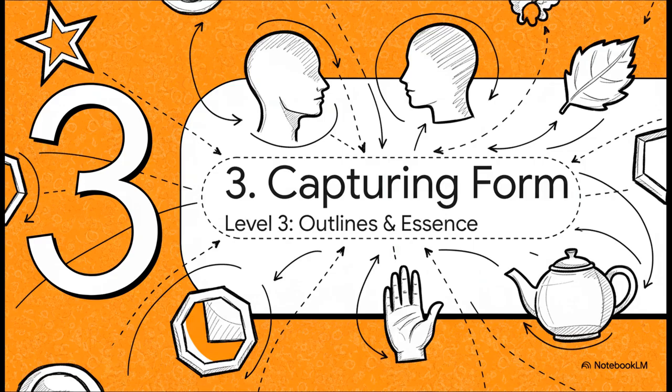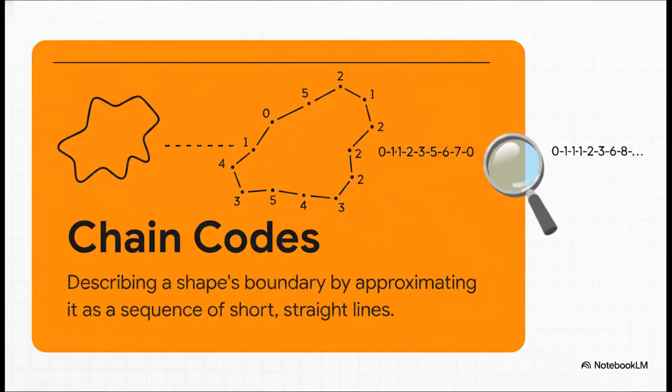Okay, so we've got texture down. Now it's time for level 3, capturing form. What about the overall shape or the outline of an object? Well, that requires a totally different approach, one that's all about describing the boundary of a shape. One of the classic ways to do this is with chain codes. Honestly, just think of it like a game of connect the dots for the computer.